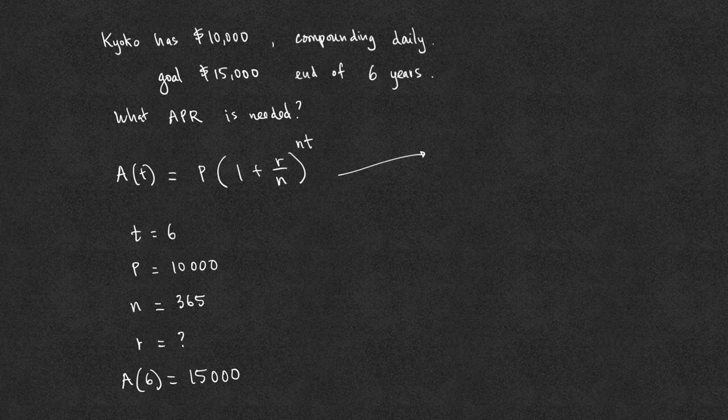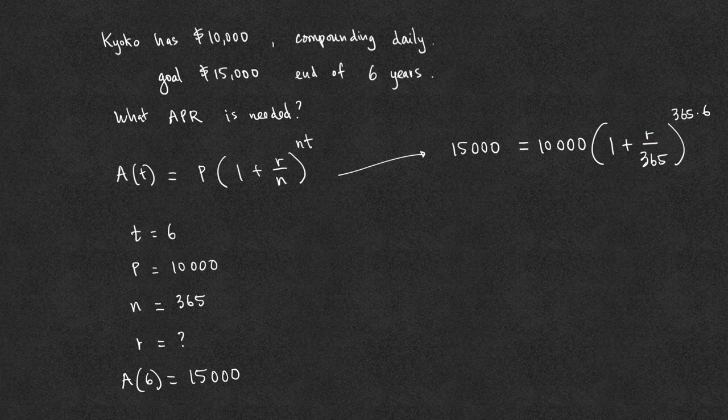A of t, which is 15,000, equals the principal, 10,000, times the parentheses, 1 plus r, which we don't know, over n, which is 365, close the parentheses, to the power n, again 365, times t, which is 6. The only variable left in this equation is r. The goal is to isolate r.